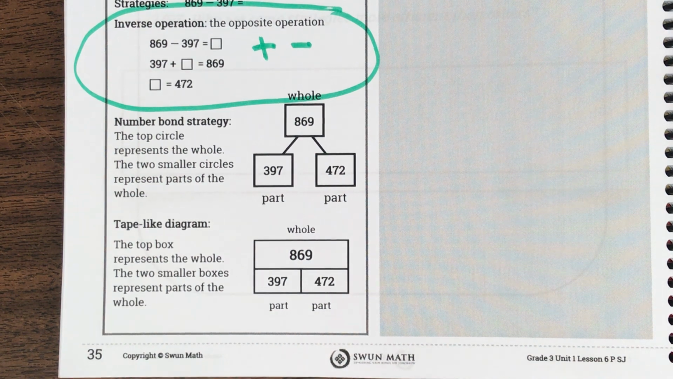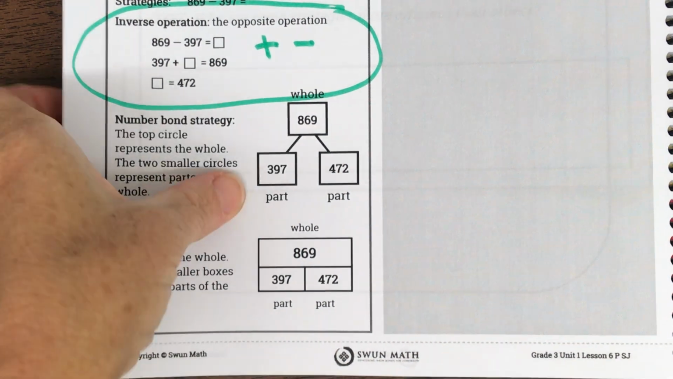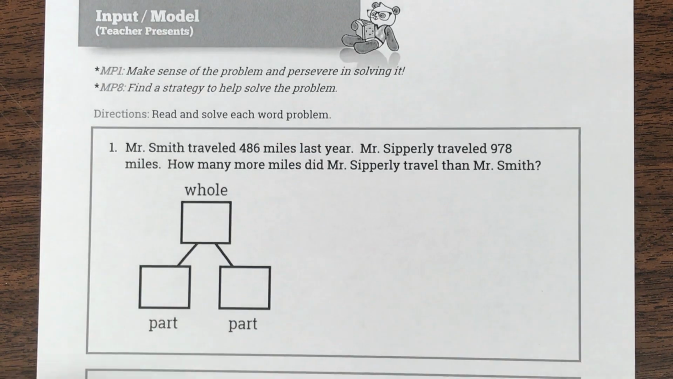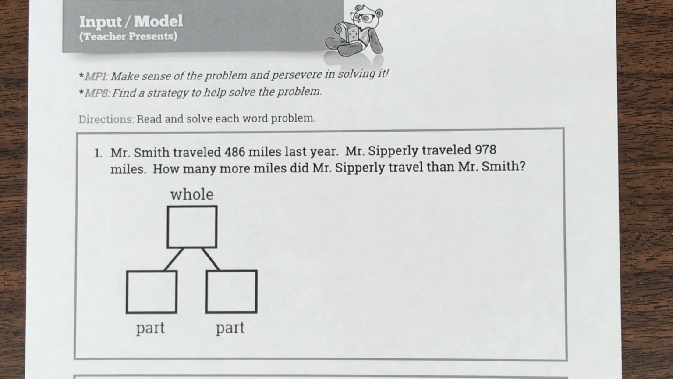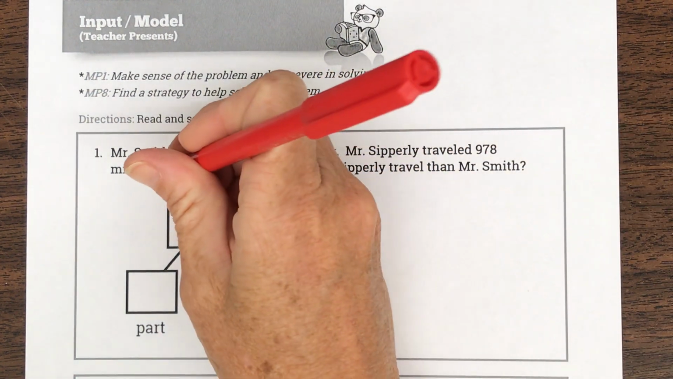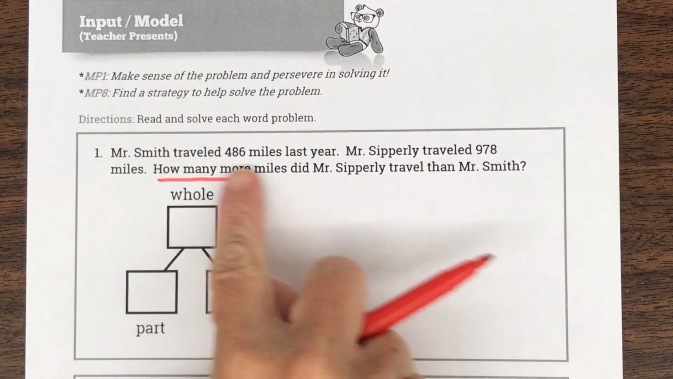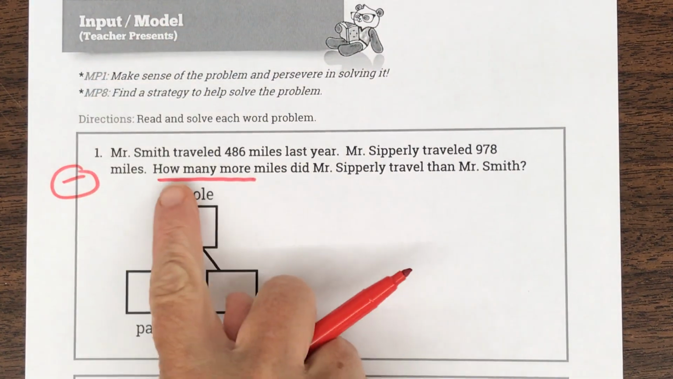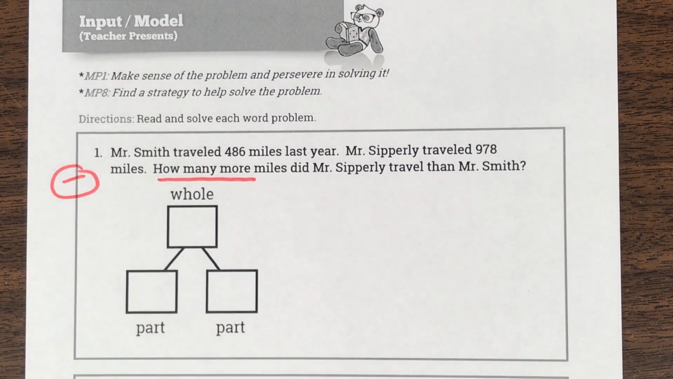Okay, I'm going to get started with my red pen, which means you could put down your pencil and you could watch. Here is my first problem, and my first problem says, Mr. Smith traveled 486 miles last year. Mr. Sipperly traveled 978 miles. How many more miles did Mr. Sipperly travel than Mr. Smith? Okay, when I see how many more, that is keywords telling me this is a subtraction problem.